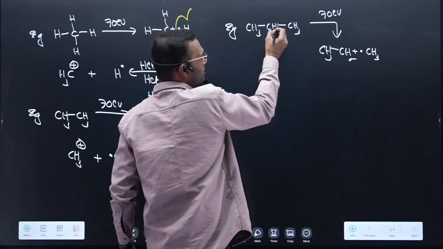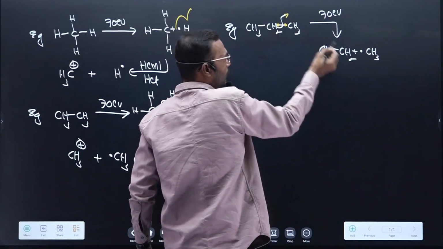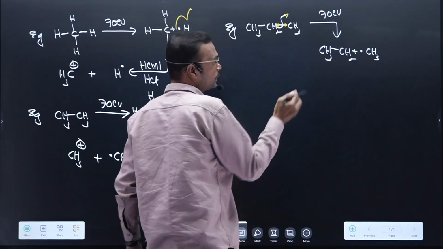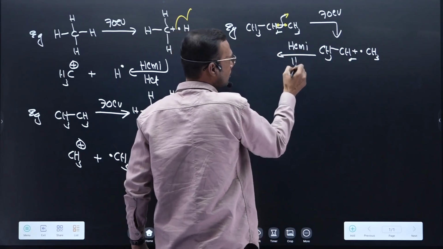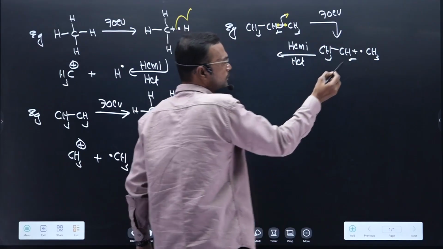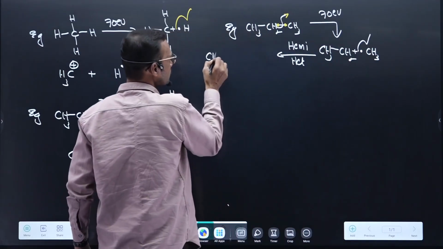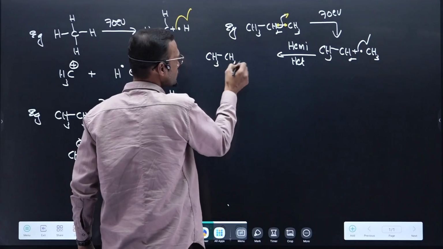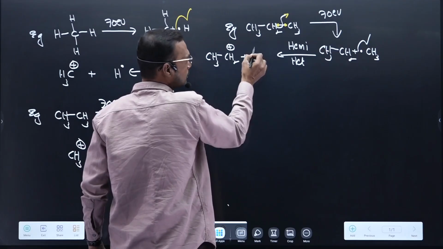Here two electrons are present. I would like to remove from the terminal. If I remove this electron, I will get a positive charge here. Then after this, I want to make homolysis. Then what is your answer? Can I break this side? So what will you expect here? CH3, what is this? CH2 plus. And what about here? CH3 radical.